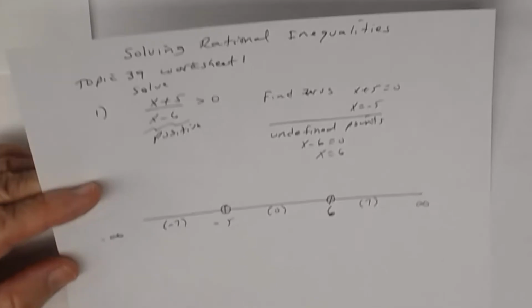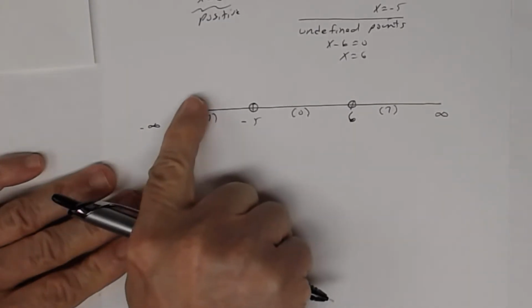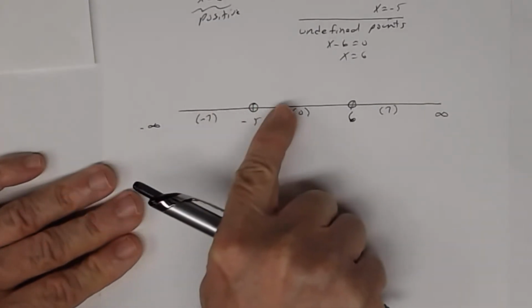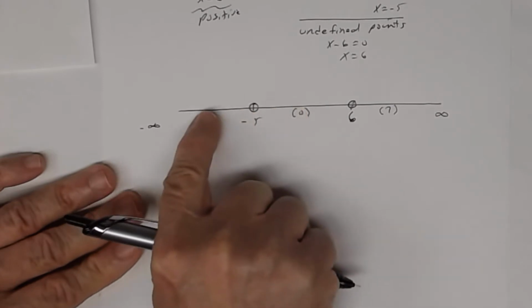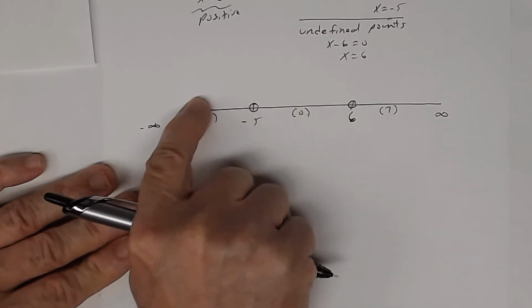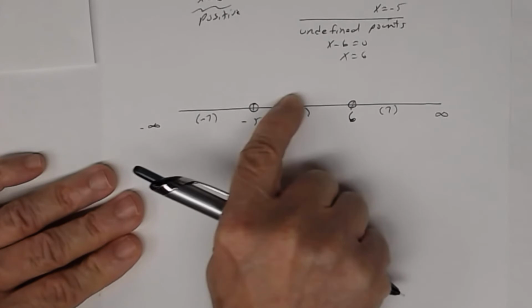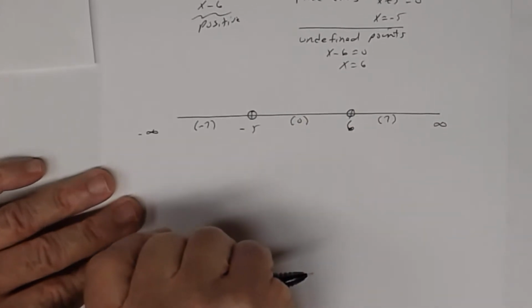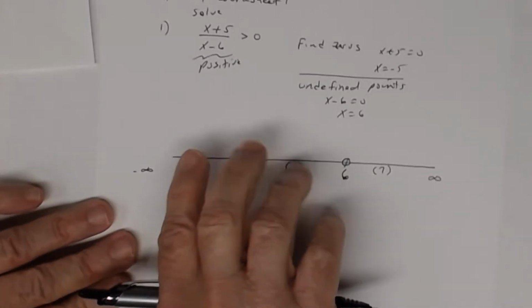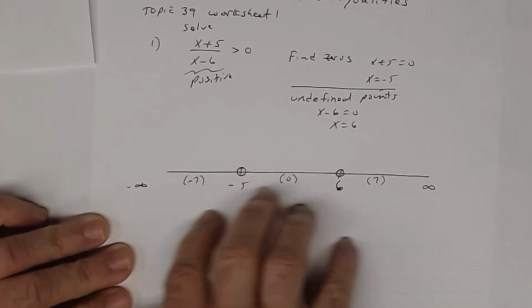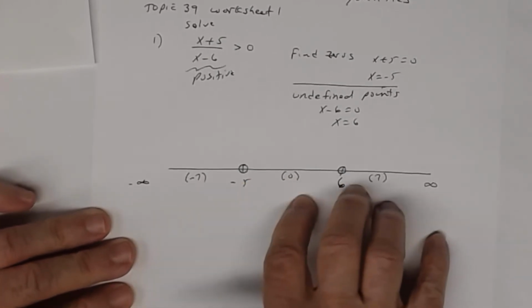All right, now we're almost done. All you have to do now is determine whether this interval is positive or negative, whether this interval is positive or negative, or whether this interval is positive or negative. Okay? Now, notice the work you have to do. You have to show this. This is what you're expected to show.